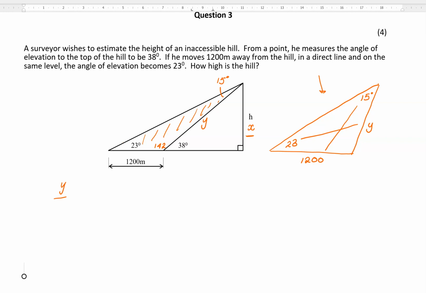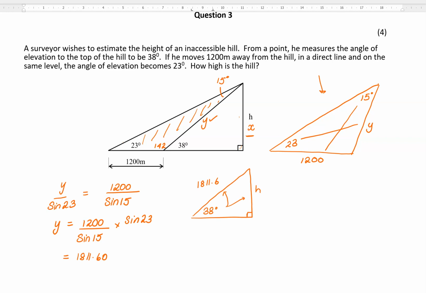Once you've got that length, you can now use your normal right angle trig on that triangle to find the height, the X that you wanted. So go ahead and do that, and then you can compare your answers. Hopefully we got Y was that. Then I'm putting that into this triangle here, and we use normal right angle trig: opposite side, hypotenuse side.